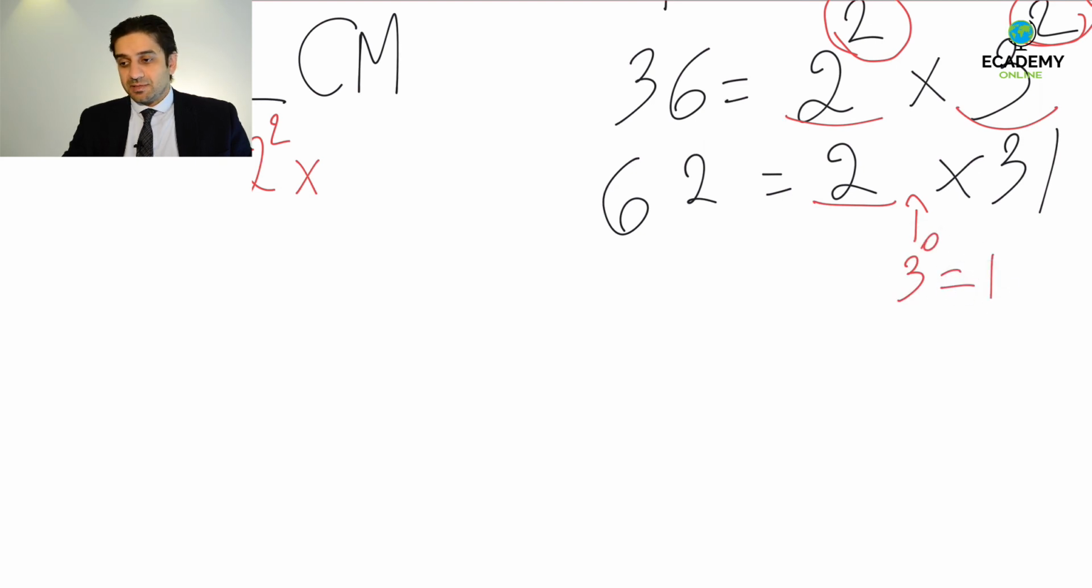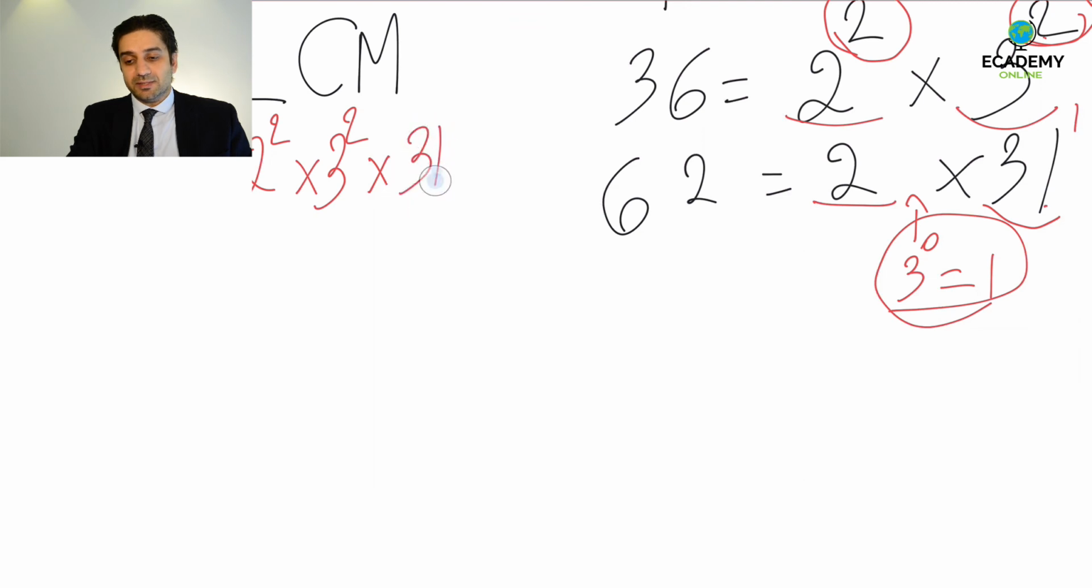So the highest power would be 2 again, so this is 3 to the power 2, times the third prime factor, which is 31. 31 has a power of 1. There's no 31 here, it's just like having 31 to the power 0, so I'll have to include 31. So this is 2 squared times 3 squared times 31 for the LCM.